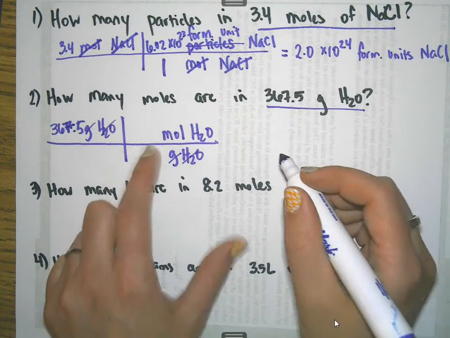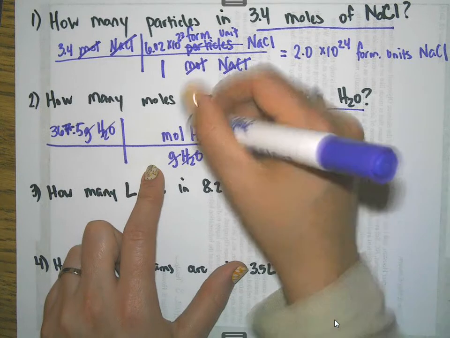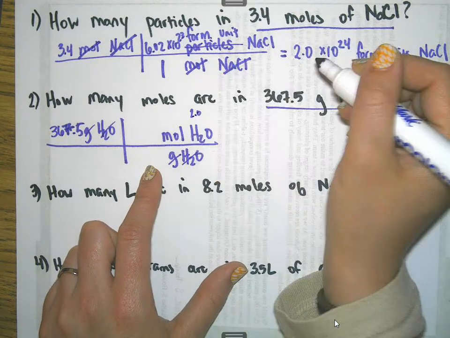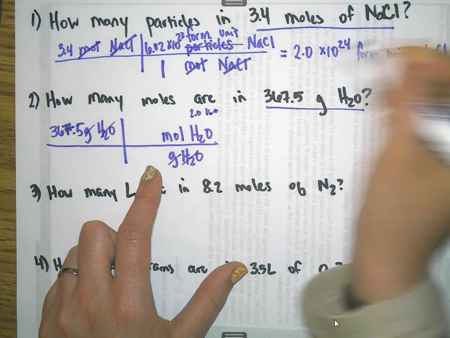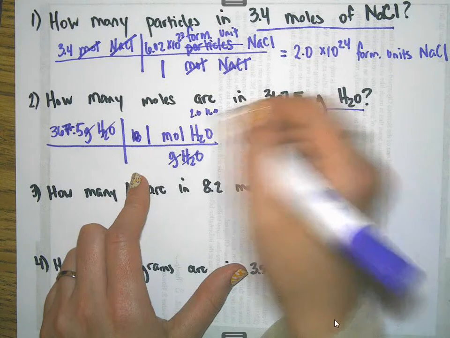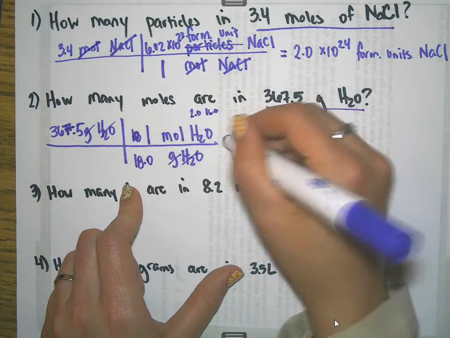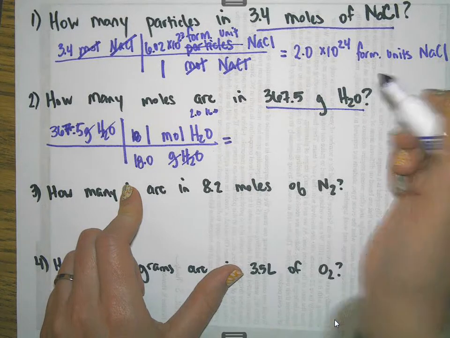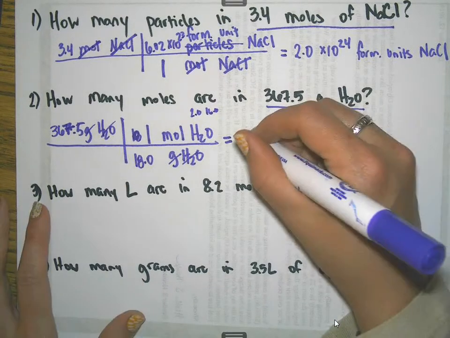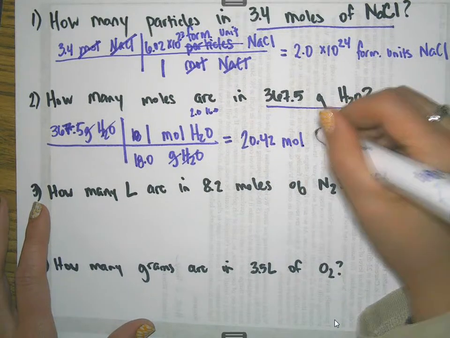I already know that I can find the number of grams in a mole by adding the stuff up together. Well, hydrogen has a mass of 1 gram, so that's a total of 2.0. Oxygen has a total of 16.0, so, oops, I did it wrong. 1 mole of water will have a mass of 18.0 grams. At that point, I'm done. If I do my math, I will find out that that comes out to be 20.42 moles of H2O.